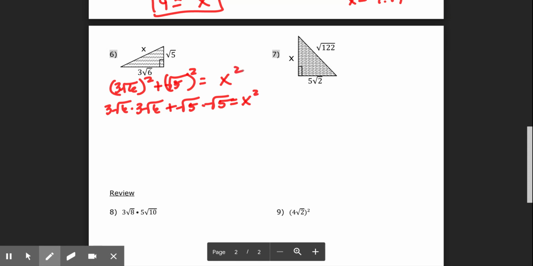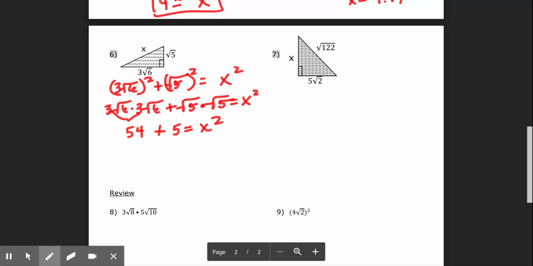So 3 times 3 is 9 right here. But remember what happens if I put the 6's underneath. So basically it's going to be 9 times 6, which is 54. Plus, if I do the same thing with these, the 5's, I put them underneath one radical, it's going to be a pair, so I bring them out.